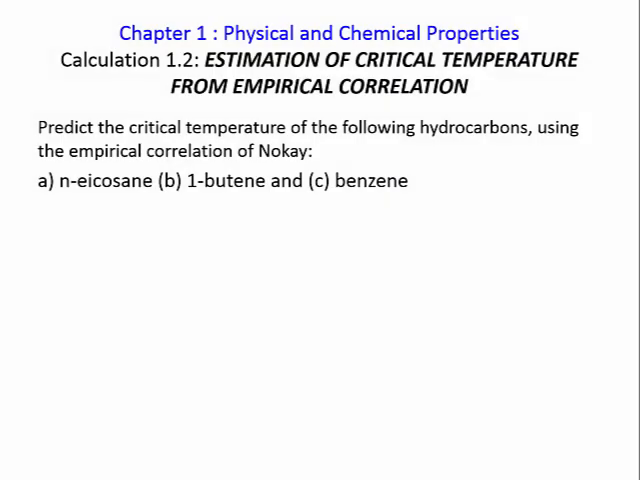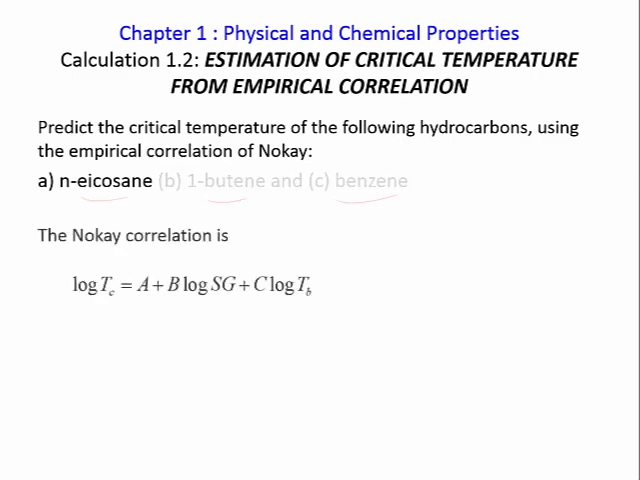Calculation number 2 in Chapter 1, Estimation of Critical Temperature from Empirical Correlation. Predict the critical temperature of the following hydrocarbons using the empirical correlation of NOK: normal icosane, 1-butene, and benzene. Let's do the calculation for the first component, normal icosane.